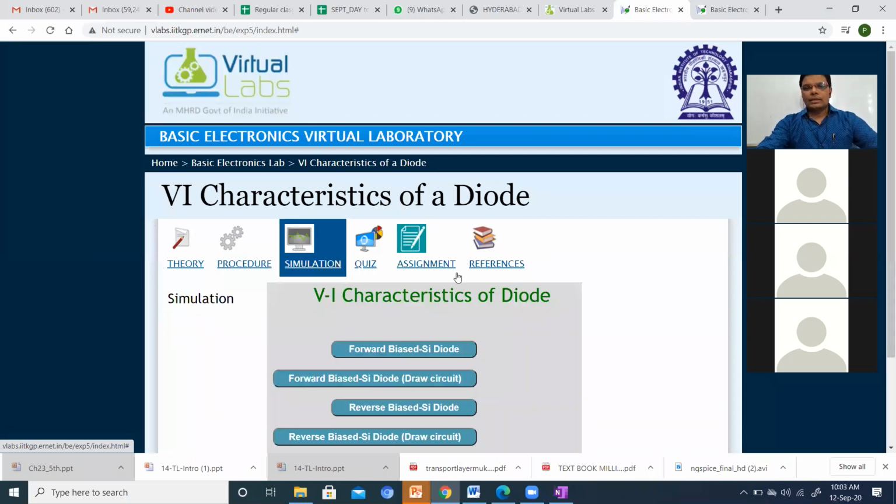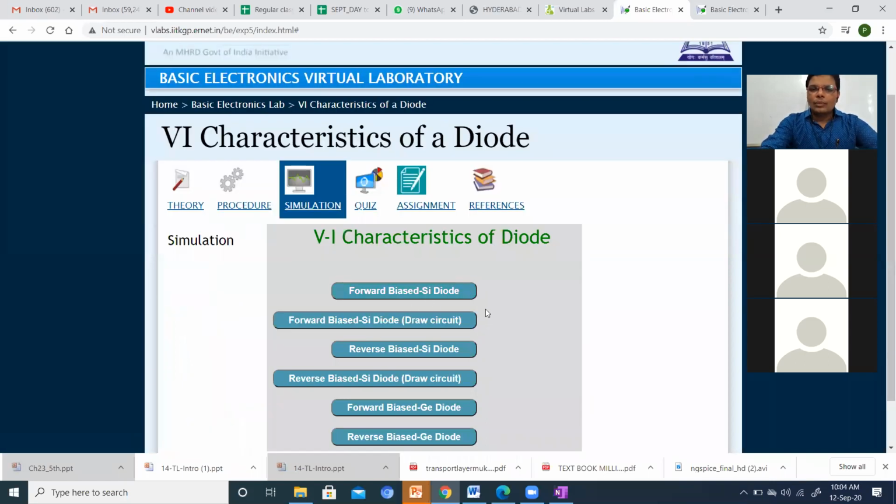Now, let us start the simulation part. Here, we have a total of 6 options: conducting the experiment with silicon diode directly, designing the circuit with silicon diode, reverse bias with silicon diode, and the same directly and by designing with germanium, forward bias, reverse bias. First, let us do the experiment, thereafter let us draw the circuits. After we draw the circuit, we can perform the experiments. It won't take more time.